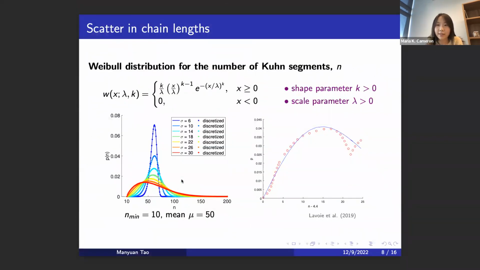We also introduced a scatter in the lengths of polymer chains. We vary the number of Kuhn segments per chain according to a shifted and discretized Weibull distribution, shown in the figure on the left. The Weibull distribution is chosen because the actual chain length distribution measured in a recent experimental work was found to be similar to a Weibull distribution.